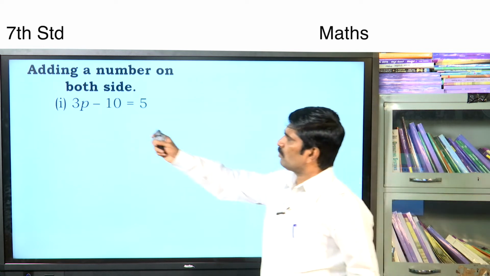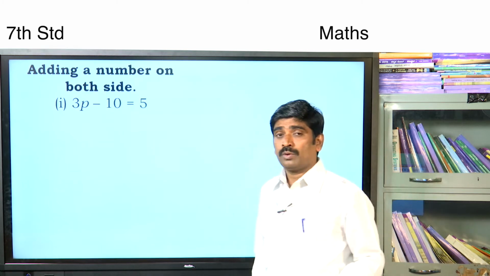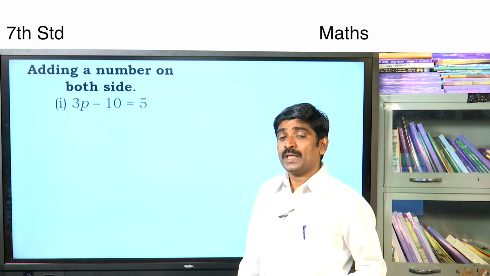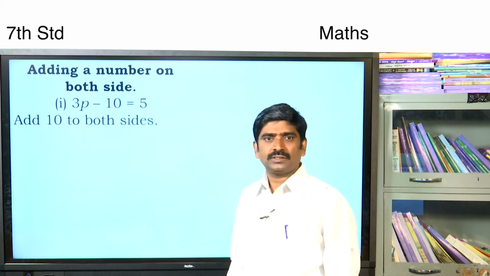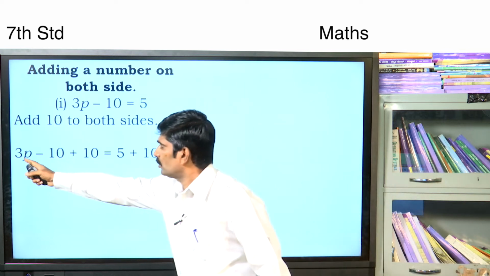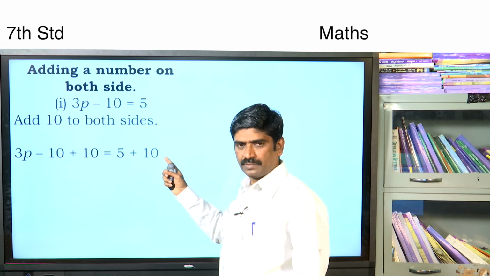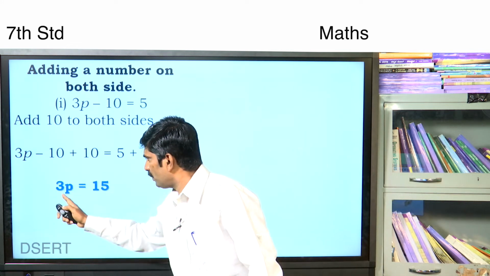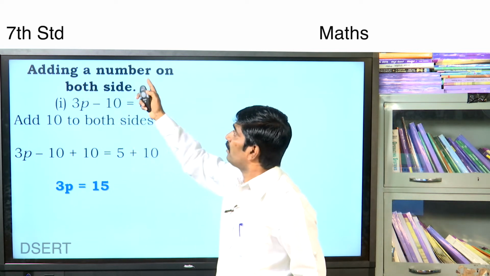Okay, what is the question? First one, 3p minus 10 is equal to 5, by adding a number on both sides first. Then after, we transpose it, add 10 to both sides. What happens? 3p minus 10 plus 10 is equal to 5 plus 10, addition, very important. Next, therefore 3p is equal to 15. This method is adding a number on both sides.